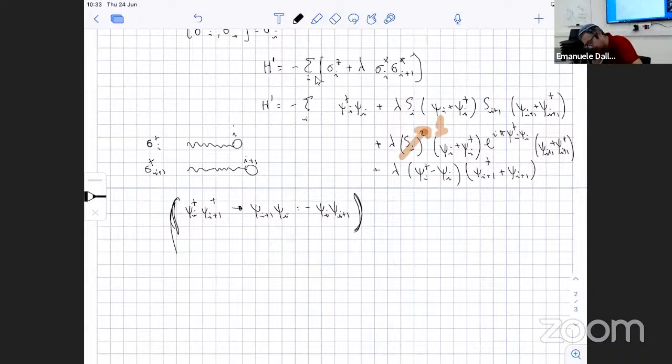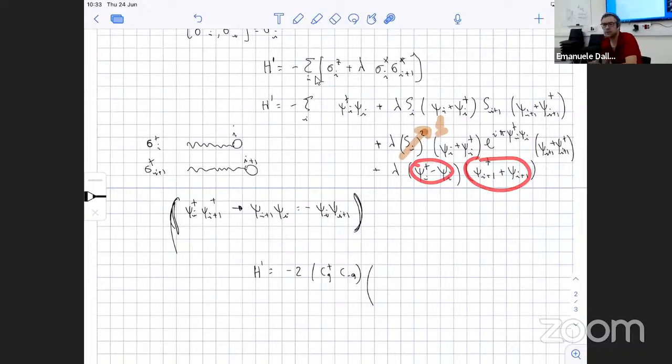We can write it in a very compact way. You can apply a Fourier transform, and then you can write it very compactly as follows: minus 2, C_q dagger, C_{-q}. You see that it's a quadratic form, right? There is a psi dagger psi, and there are also these quadratic terms, and you see that there are diagonal terms like this one, psi dagger psi, and there are off-diagonal terms.